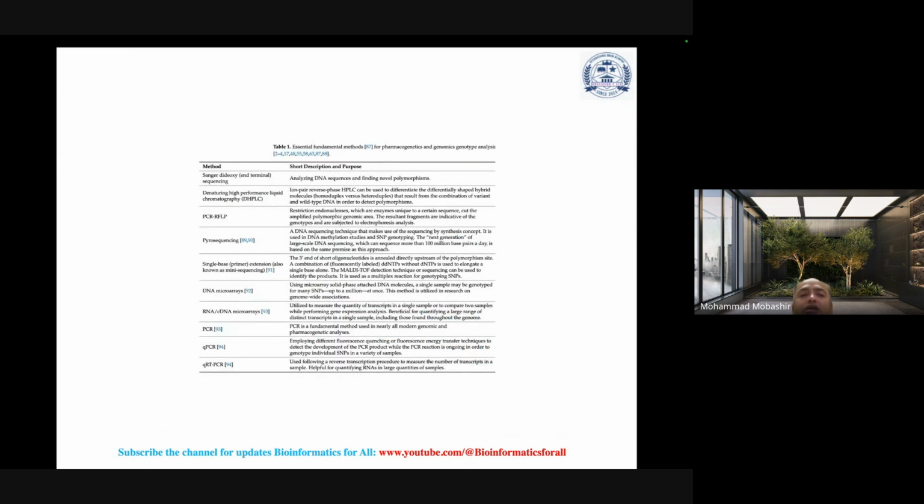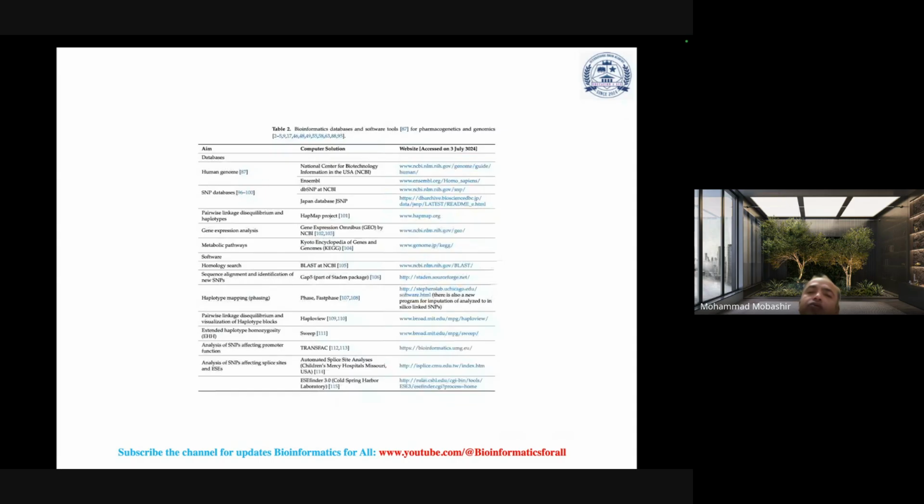These are the tables which show you the basic molecular biology methods required for doing these things. And if you are just going for the computational part, then you need to look at these basic software and databases from where you can get the detailed information required for working in the pharmacogenomics field and developing your own models.